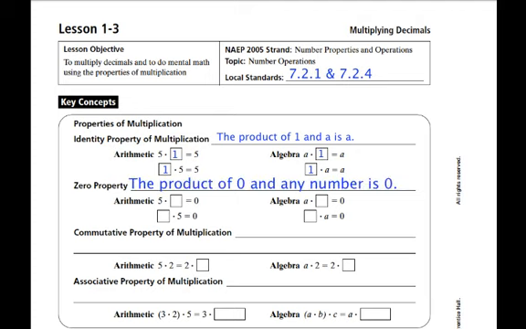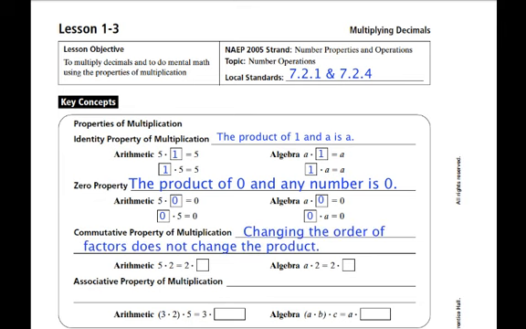The second property today is the zero property. The zero property is just the product of 0 and any number is 0. So in other words, when you multiply by 0, you get 0. Again, you've known that for a long time. We just didn't know it was called the zero property. 5 times 0 equals 0. 0 times 5 equals 0. A times 0 equals 0. And 0 times A equals 0.